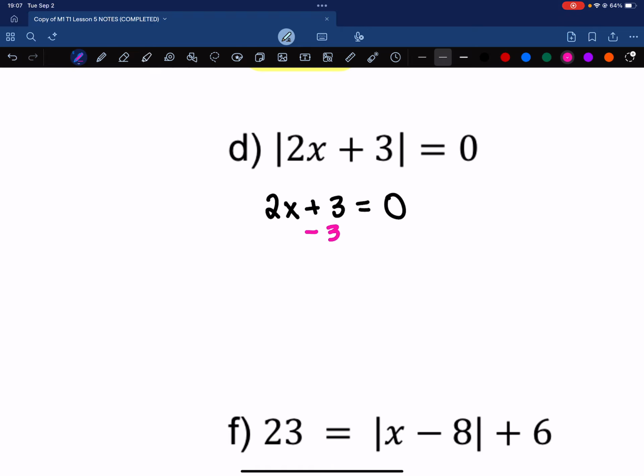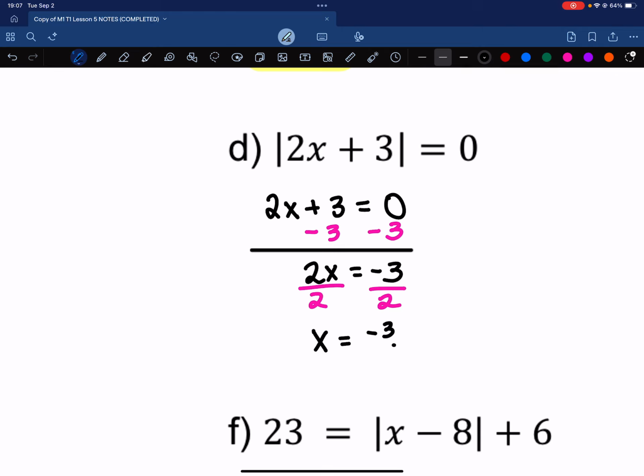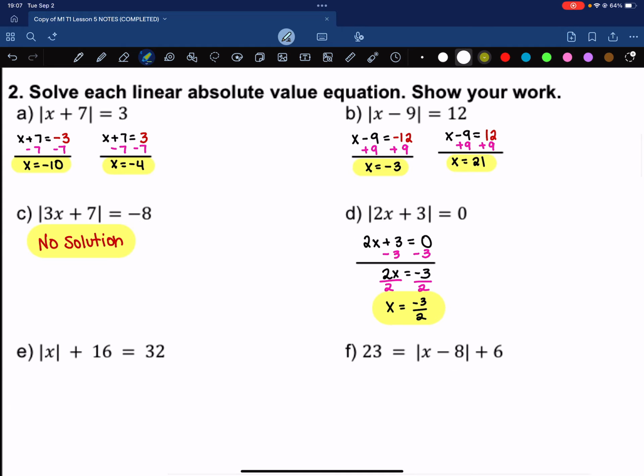So we're going to subtract 3 from both sides. That gives us 2x equals -3. Then we would divide both sides by 2. So then x is equal to -3/2. Okay, and again, you can always plug this in to check your answer.